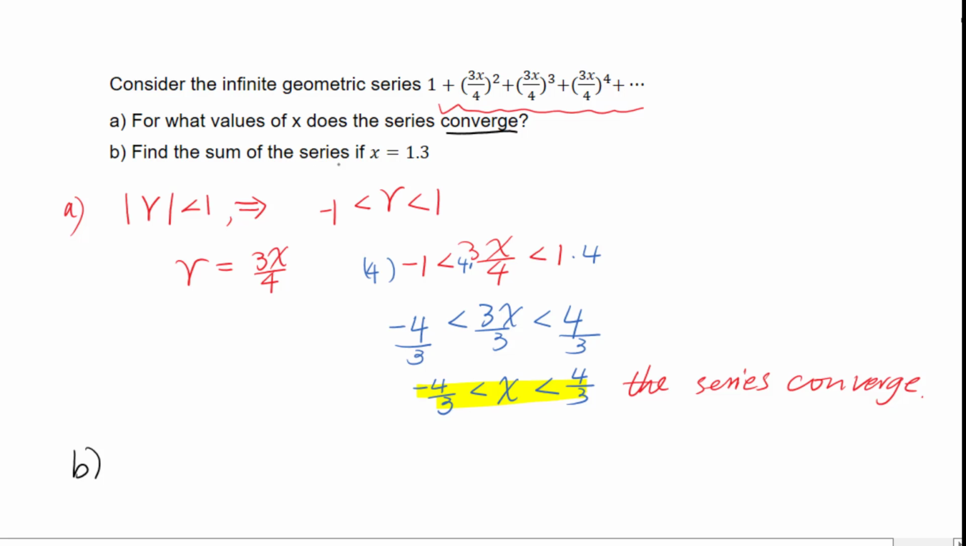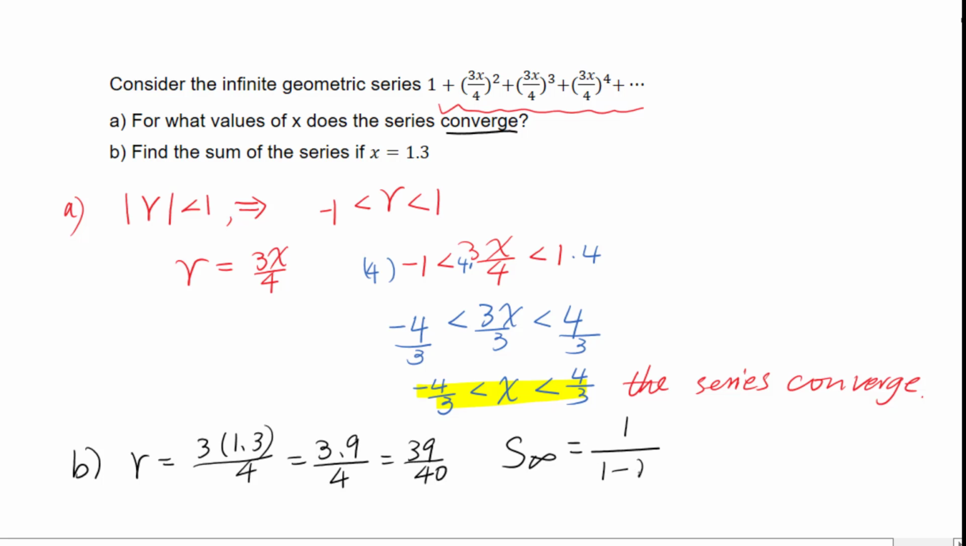Let's go to B. Find the sum of the series if x equals 1.3. We will figure out R first. R equals 3 times 1.3 over 4, that equals 3.9 over 4, which equals 39 over 40. Since the series converges, S sub infinity equals the first term, 1, over 1 minus R, which is 1 minus 39 over 40, equals 1 over 1/40. That equals 40.